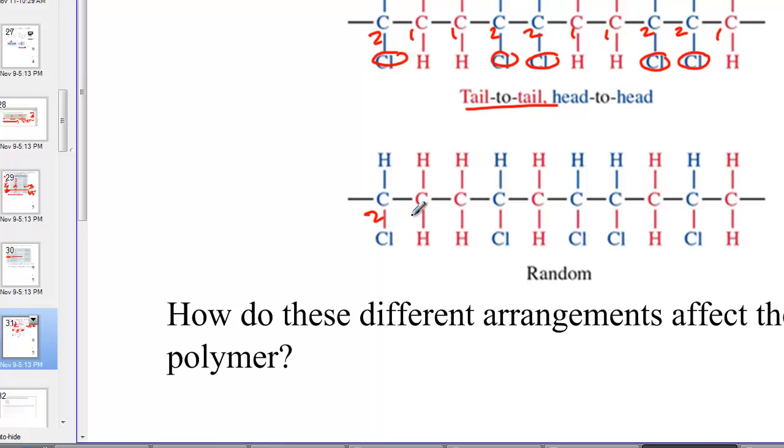Here we have carbon 2 attached to 1. This would be the first monomer. 1 to 2. 1 to 2. 2 to 1. 2 to 1. A complete random order.